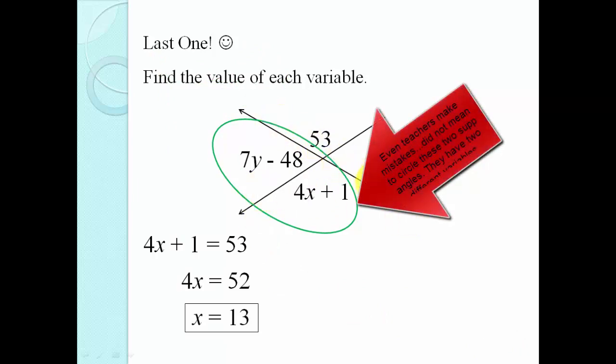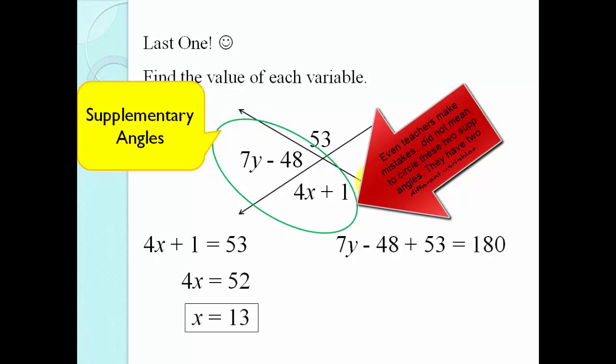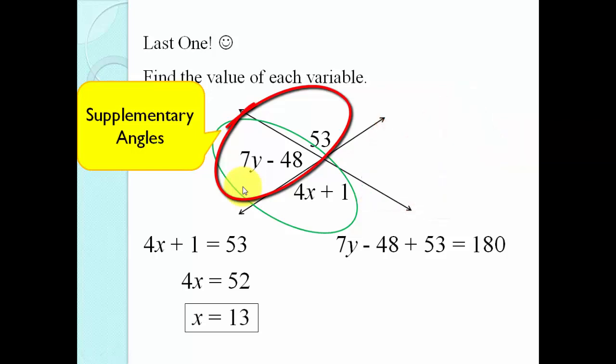I know supplementary angles add up to 180, so I'm going to do 7y minus 48 plus 50. I'm sorry, I circled the wrong one. I meant to do these two were supplementary. See, even teachers make mistakes. Anyways, these two are supplementary and these two are supplementary. Technically, this one equals 53 as well because these are vertical angles and we just found that this was 13. So it's okay that we have these two circled. They are supplementary, but I meant to circle these two.